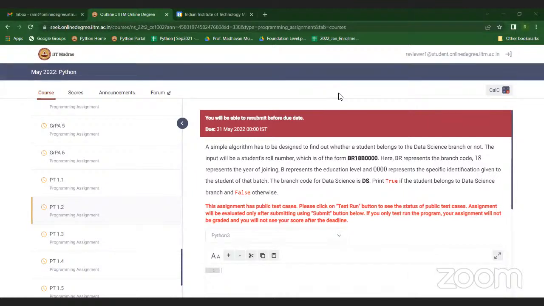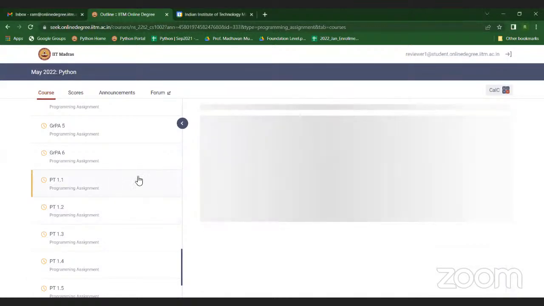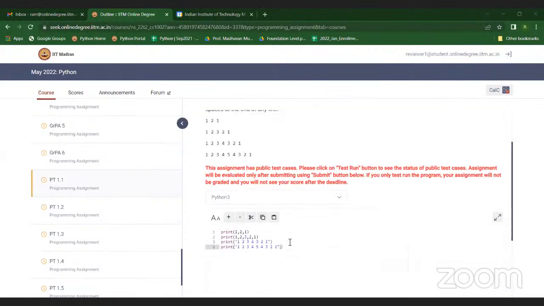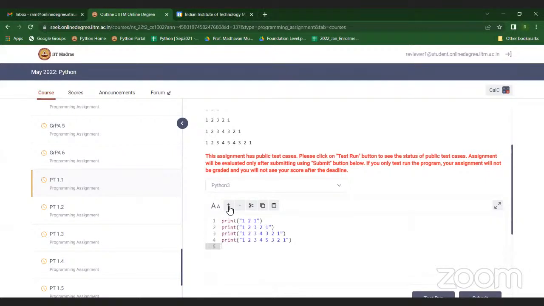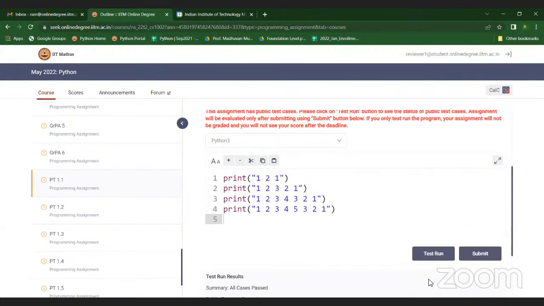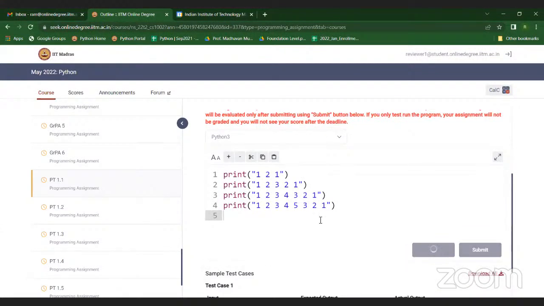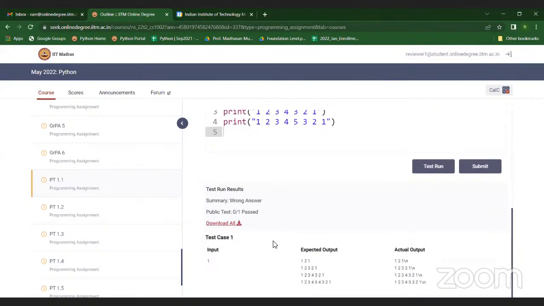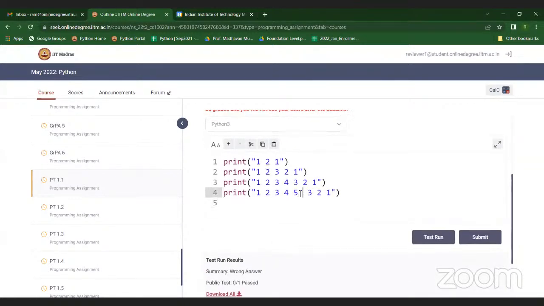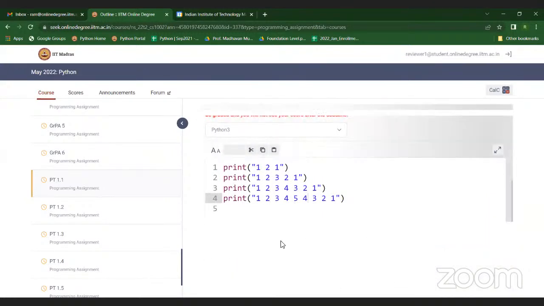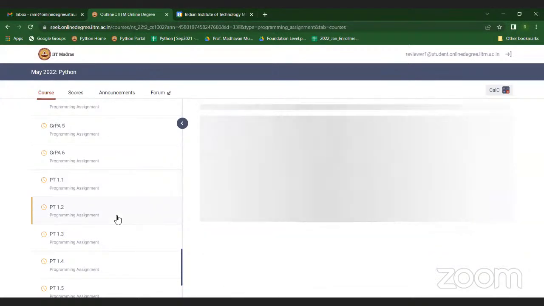Should I refresh and do it again? Maybe it will work. Okay. Let me just check it from my end. Okay, sir. So this is the code you have written, right? Yes, sir. I just copy pasted it. See, you are missing a 4 here. Okay, okay, sir. Thank you. Yeah, now it's passing.